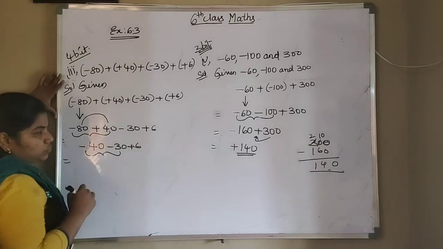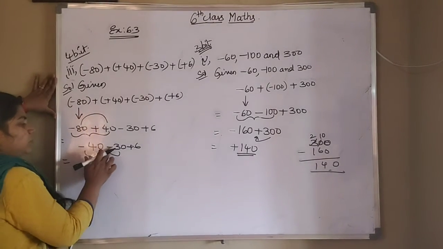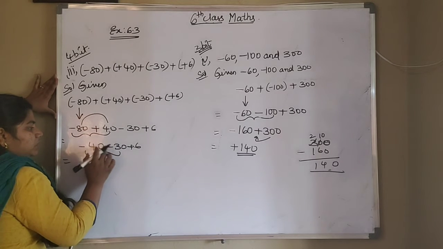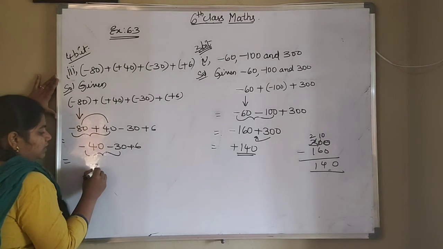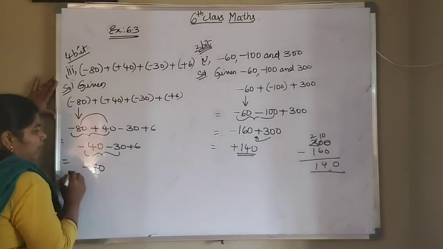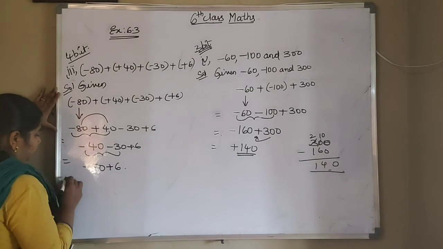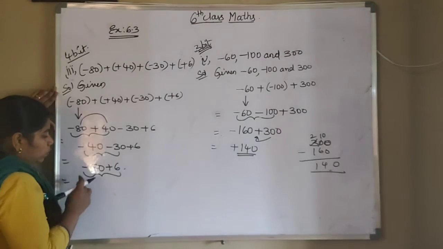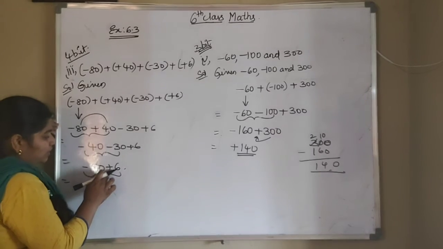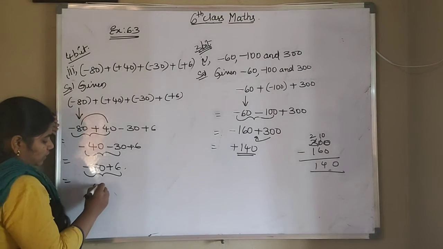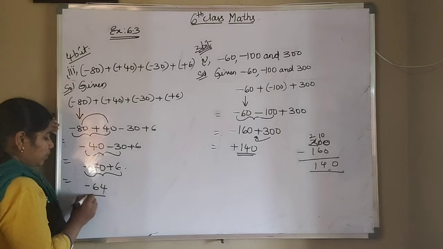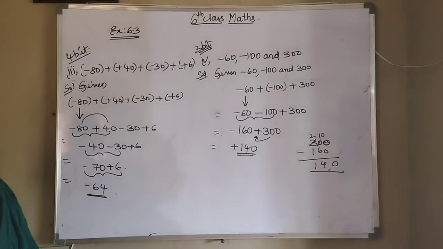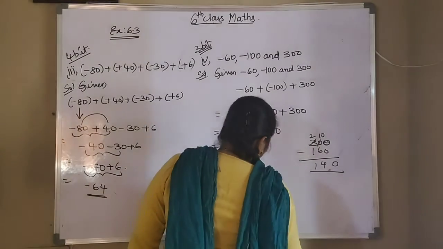Now again these two you solve. That is minus into minus is plus. So add these two numbers. 40 plus 30 is 70. Bigger number sign is minus. Plus 6 write as it is. Now solve these two. Minus into plus is minus. 70 minus 6 is 64. Bigger number sign is minus. So you got it as minus 64. So last one, fourth one.